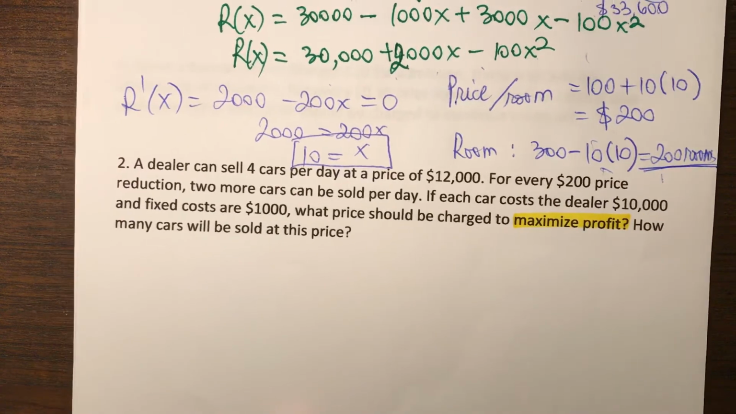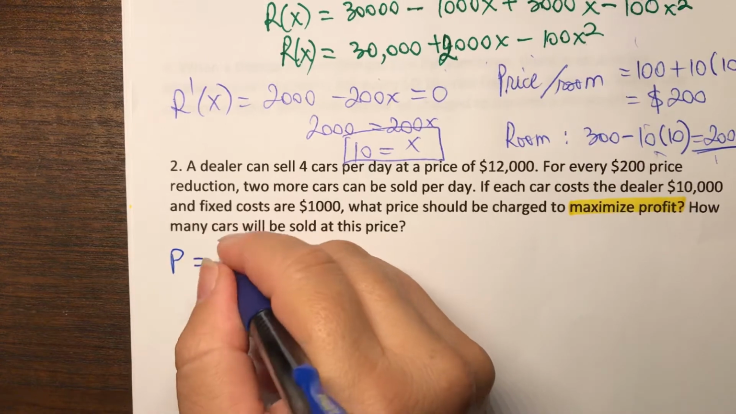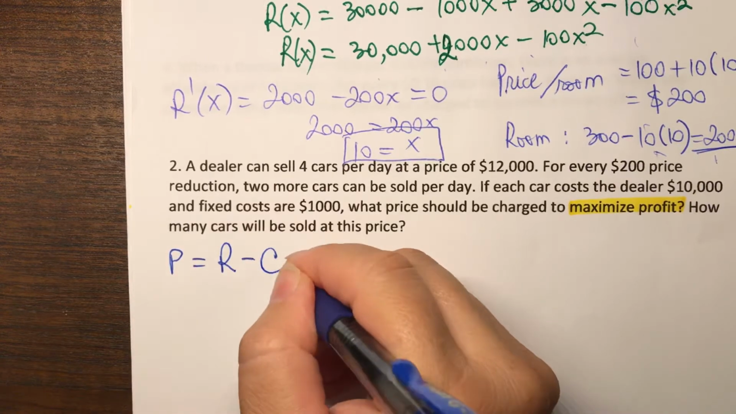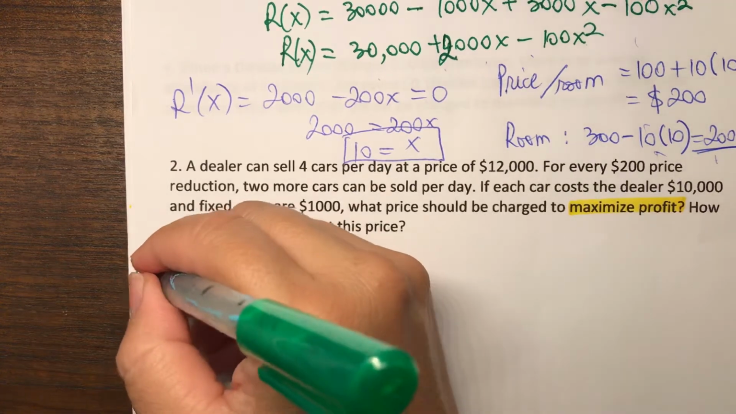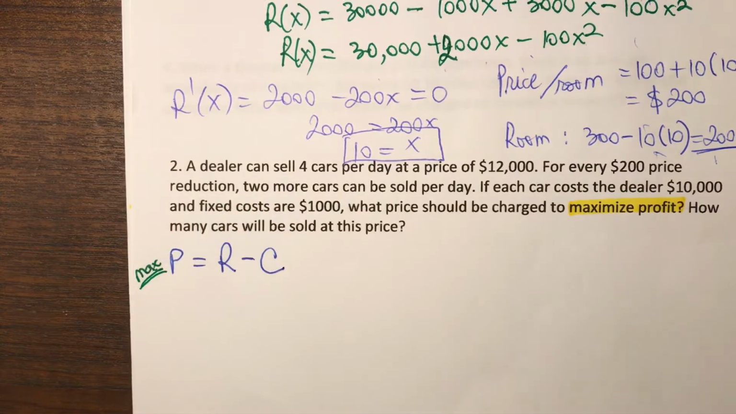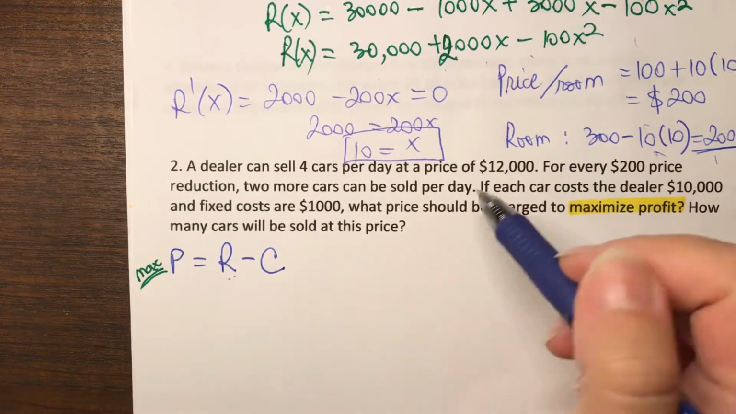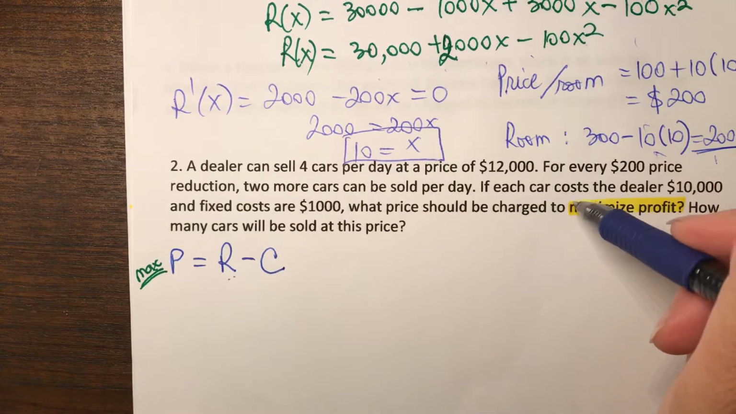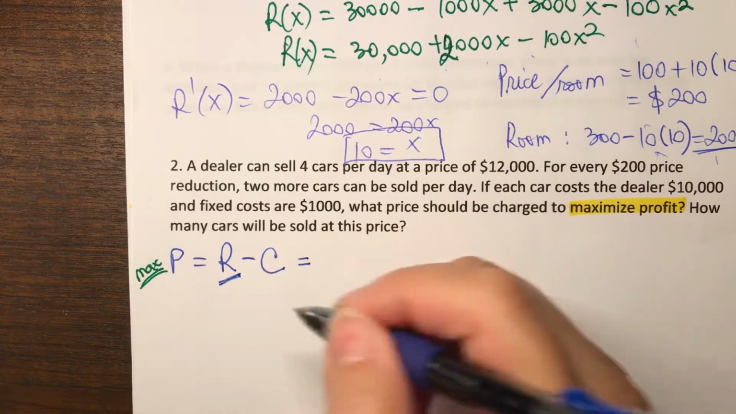Profit, first of all, let's write it down. So profit is going to be revenue minus cost. Yes? So we've gone through it. And we want to maximize this profit. Okay. So last problem, we only dealt with revenue. And as you see, there's costs involved here. So let's talk about this. One more time, one thing at a time.